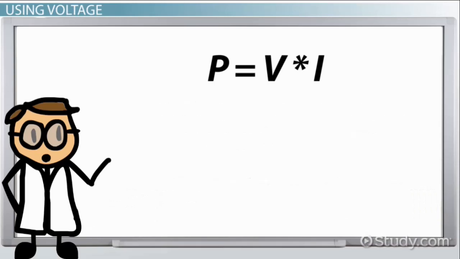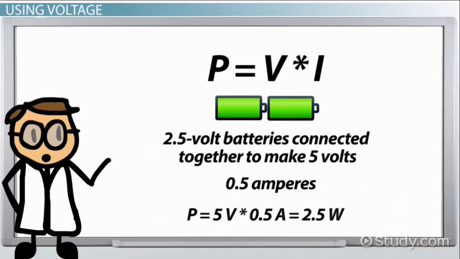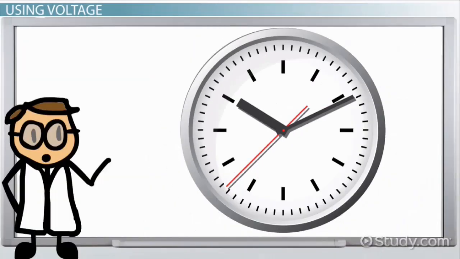So say we have two 2.5 volt batteries connected together to make 5 volts. If we send a current of 0.5 amperes through it, we get a power of P equals 5 V times 0.5 A, which is equal to 2.5 W. You can power a clock with 2.5 watts of power.